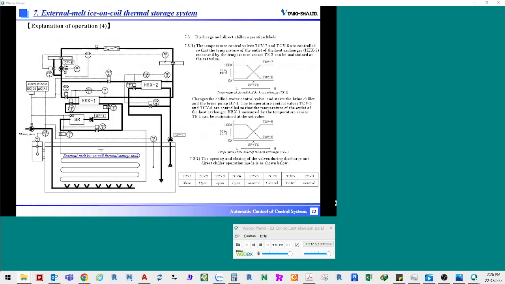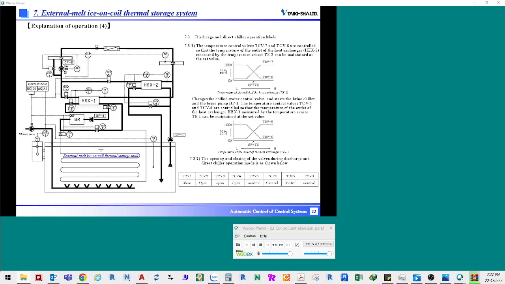Next, discharge and direct chiller operation mode will be explained. During discharge and direct chiller operation mode, ice is melted in the ice thermal storage tank, while the brine chiller parallelly operates with the brine water heat exchanger, forming a closed circuit between them. Discharge and direct chiller operation mode occurs when the thermal storage capacity is running out and cannot keep up with the chilled water loads. The supply chilled water temperature during discharge and direct chiller operation mode is controlled by the water heat exchanger, HEX 2.